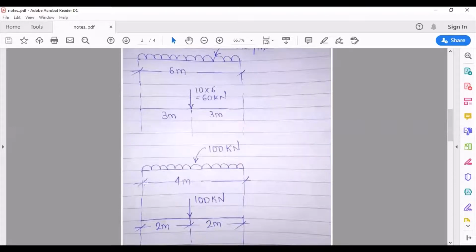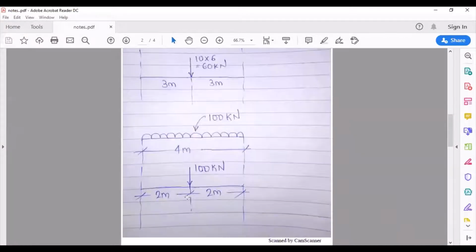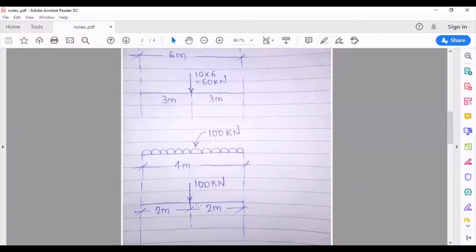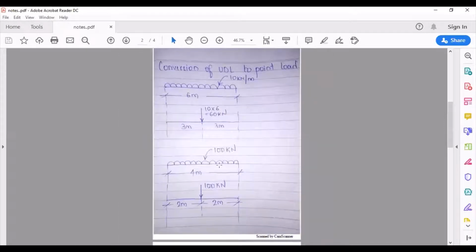It will be at the center. The span of this beam is 4 meters, and it is going to act exactly at the center, that is 2 meters on either side. So in both these examples, I hope you have understood the difference. If it is kilonewton per meter, then only you are going to convert it by calculating the area of the rectangle. If the unit is only kilonewton, you are going to directly show it as a point load with the same magnitude. Only thing is you have to take care about the location. So this is how you are going to convert the UDL to the point load.